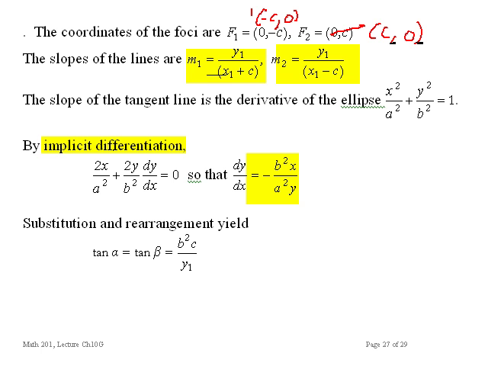Now we substitute into those expressions. We needed m1, m2, and the derivative evaluated at x1, y1. And we do a whole bunch of rearranging, and we find that the tangent of alpha equals the tangent of beta. They both equal b squared times c over y1. And then we find that the tangent of alpha does indeed equal the tangent of beta. We can conclude, because of the geometry, that alpha equals beta, so the angle of incidence equals the angle of reflection as we have set it up.